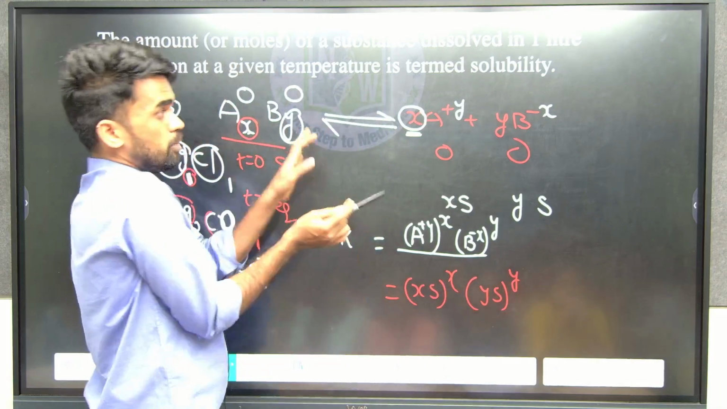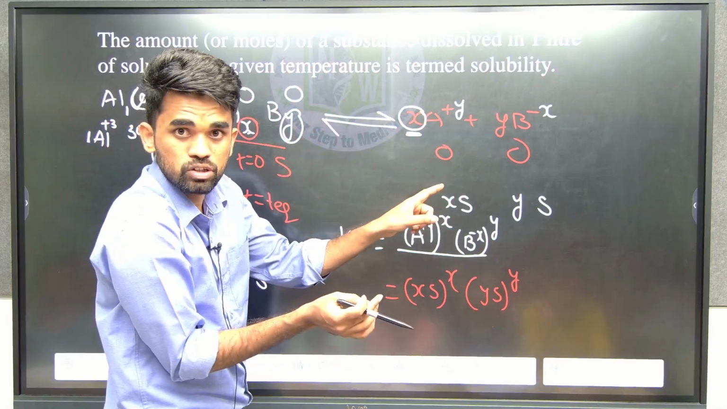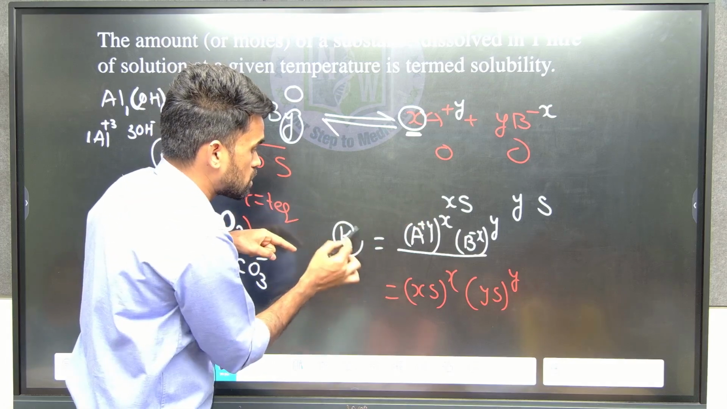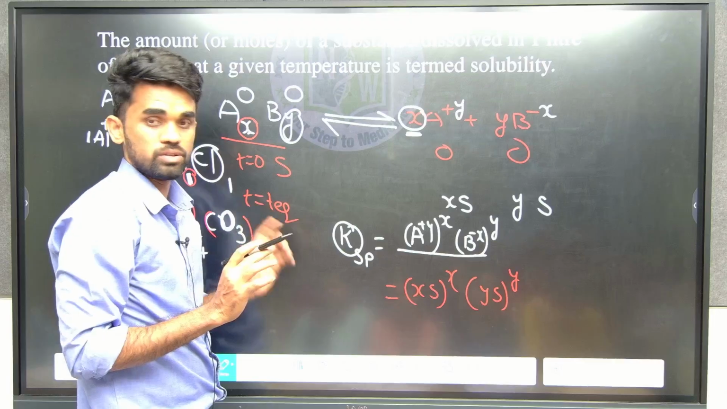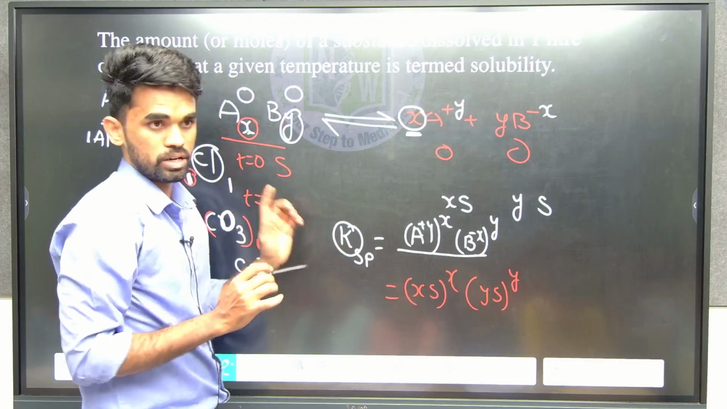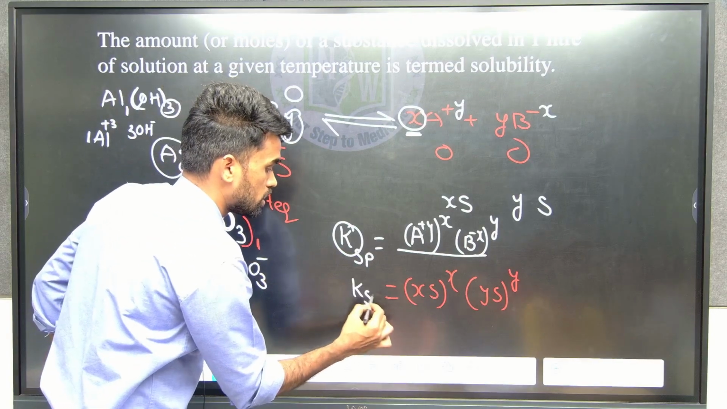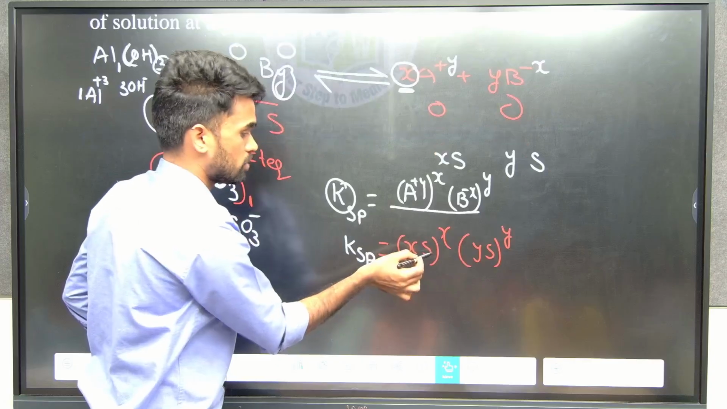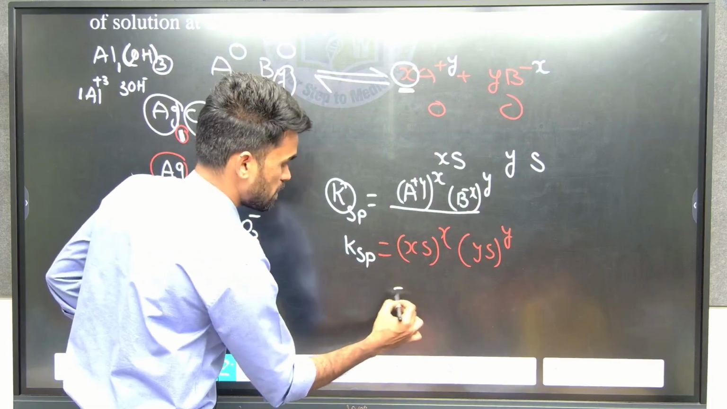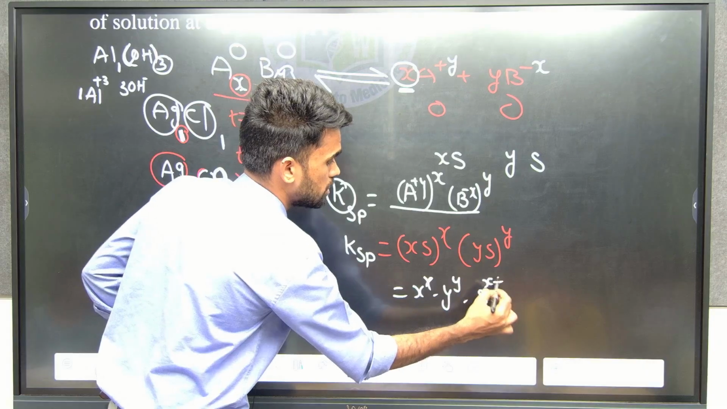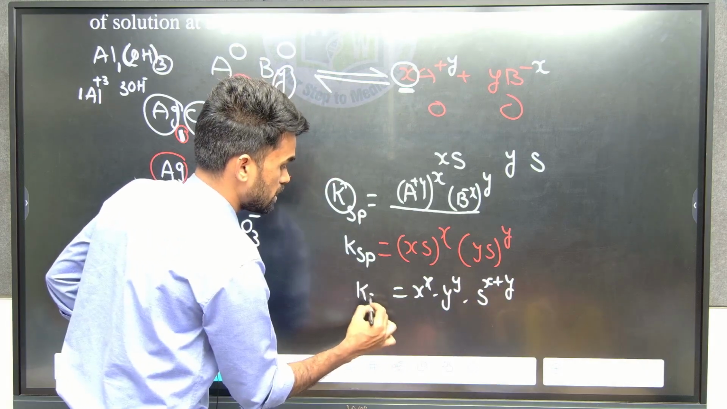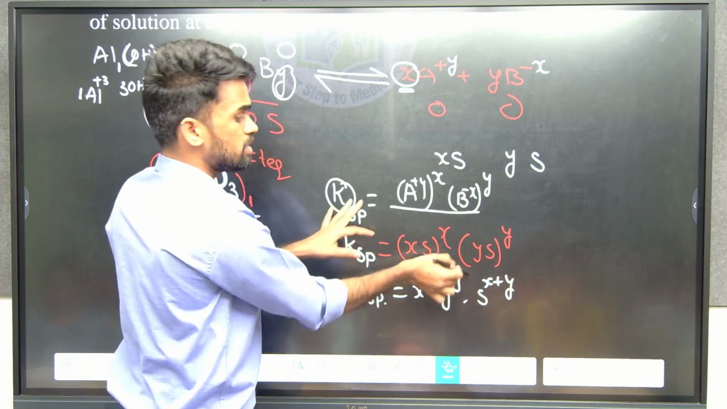So now we are talking about saturated solutions. So this value is called the solubility product of that saturated solution. What is this called? Solubility product. Solubility product. So simplify this: x to the power x, y to the power y, s to the power x plus y. I gave this so that you will get it, like this you are writing now.